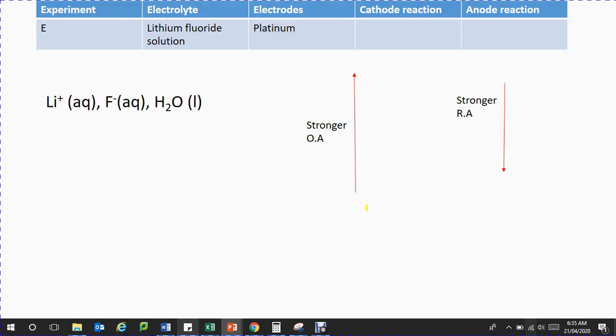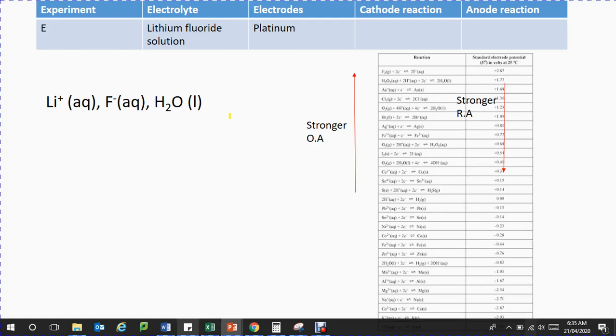Very last question. Lithium fluoride solution with a platinum electrode. So this time I've got an inert electrode again. I've got a lithium fluoride solution, which will ionize, and I've got my lithium plus ion, my fluoride ion, and it's a solution, so I've got water. So once again, I get out my electrochemical series. I highlight the species that are present.